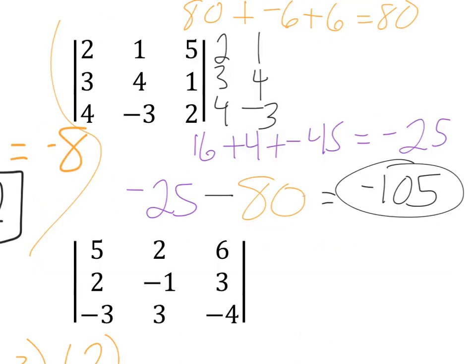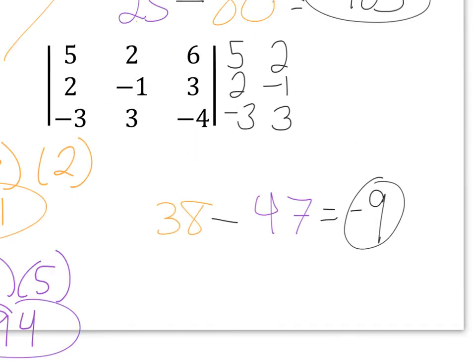So for this one, when you multiplied going down, you got negative 16, 4, and negative 45, which gave you negative 25. And for this one going up, 80, negative 6, and 6, which is 80, subtracted them to get 105. I'm going to pause again and pop up the answer to the next one.